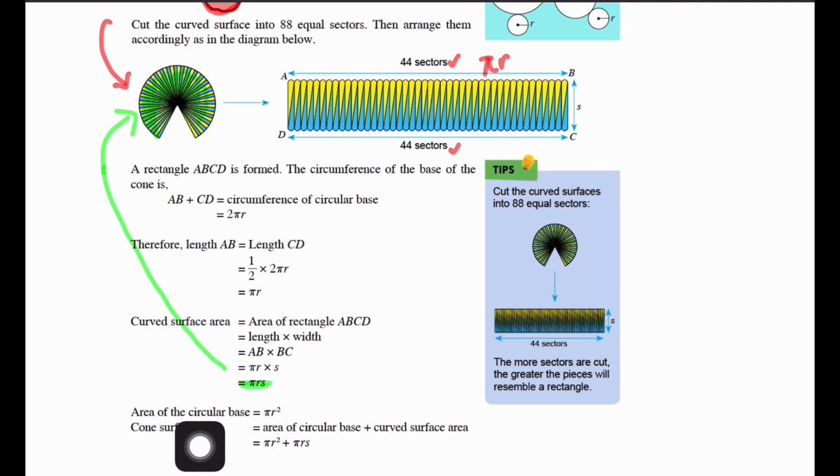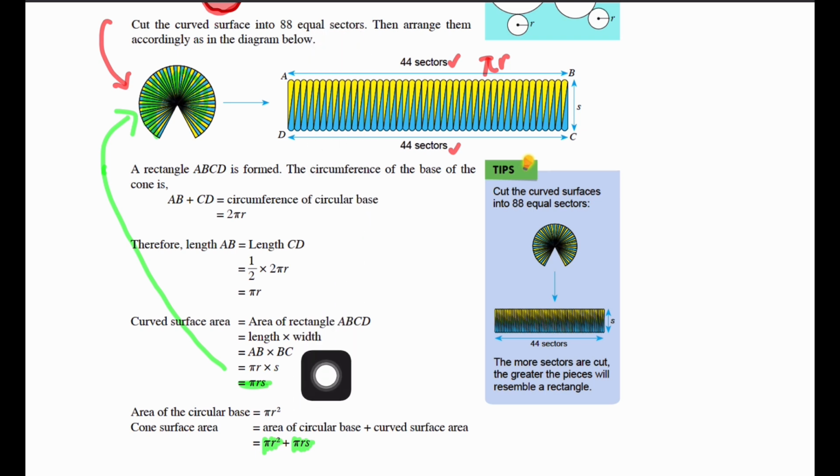So nak mencari surface area of a cone, we just simply add area of circular base and curved surface area. So tambahkan saja. So kita ada bulatan pi r square, tambahkan dengan pi rs. Okay. So pembuktian pi rs tadi yang atas ni lah.